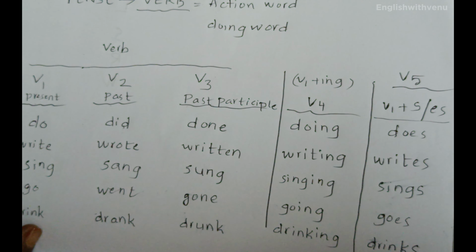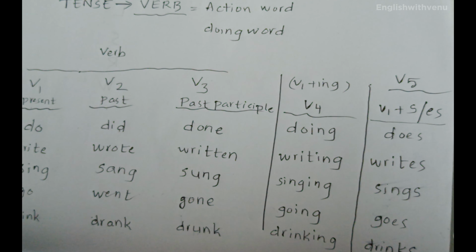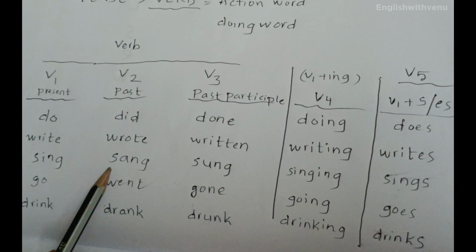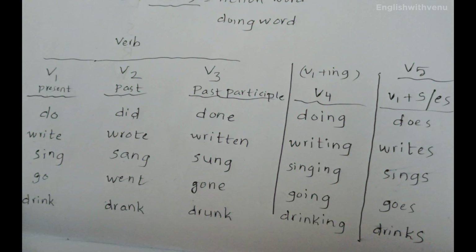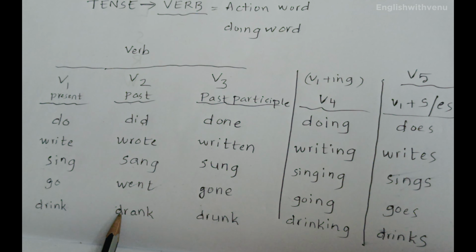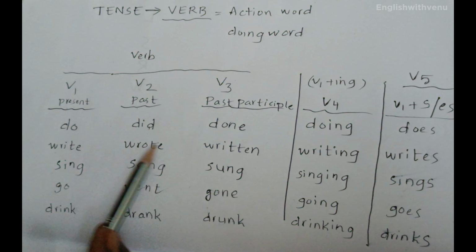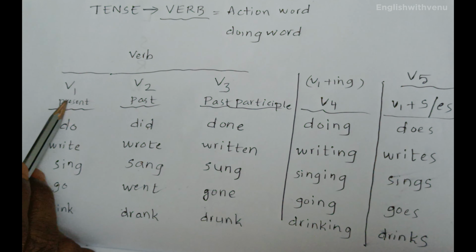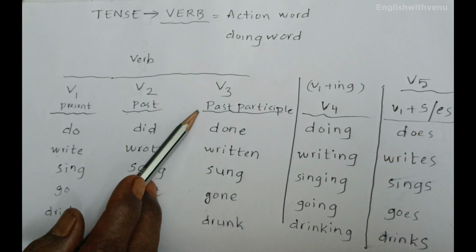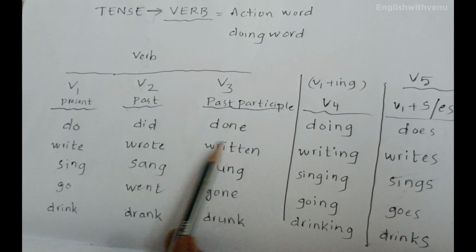For example, do, did, done; write, wrote, written; sing, sang, sung; go, went, gone; drink, drank, drunk. These are all the verb forms. Present form of the verb, past form of the verb, past participle form of the verb. And we can extend these forms into two more forms.